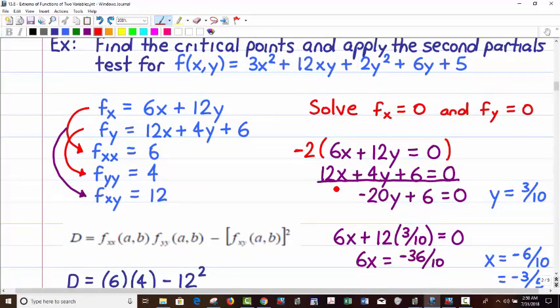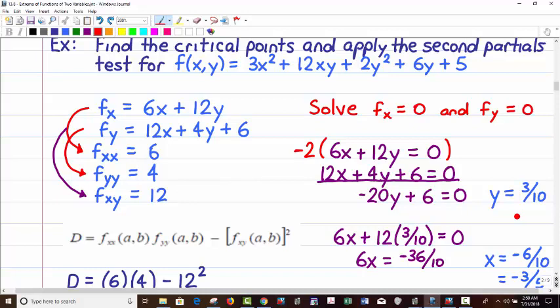So I guess I could have moved that 6 over immediately and made it -6, but I didn't. So, I mean, you could use substitution. I thought elimination was fine here. Multiplying by -2 and then adding would get rid of the x. So you have -24y plus 4 is -20y plus 6 equals 0. Y equals 3 over 10.